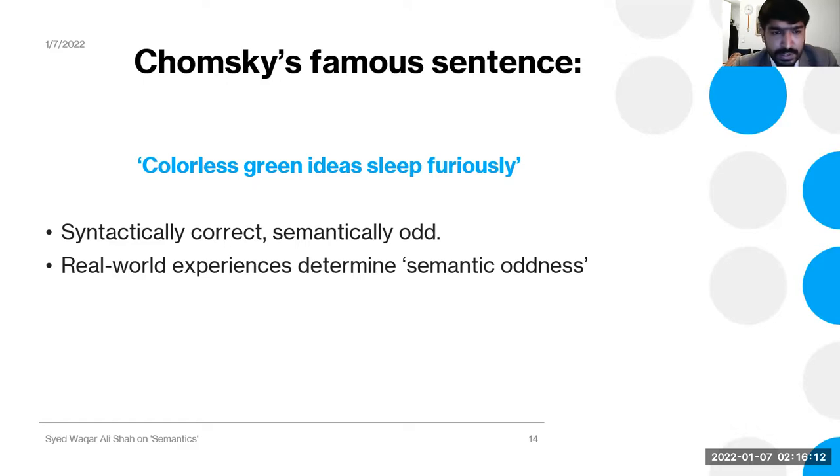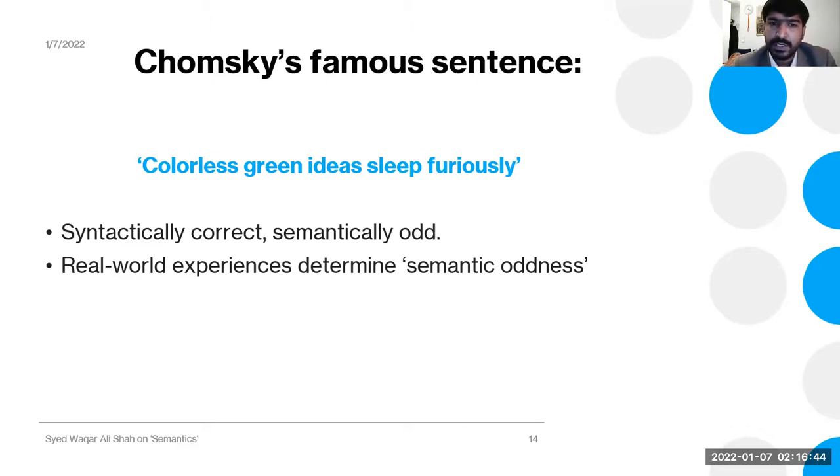So though the grammatical structure, the syntactic structure of the sentence is completely fine, there's no issue with it, it is semantically odd actually. So how can ideas be green? How can they be colorless at the same time? And then how can ideas actually sleep? So that is where Chomsky is not looking at symbolic or other meanings associated with the language. He is more interested in finding the particular linguistic meanings.